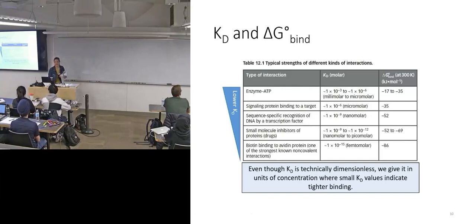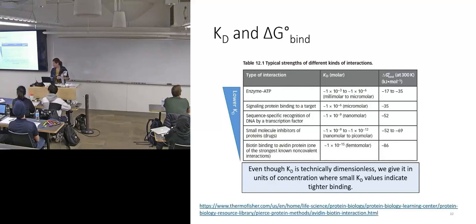So even though Kd is technically dimensionless, we're going to think about it with units of concentration, where small means tighter binding. Oh, there it is. Okay. So here we go. This is a good page that talks about the biotin-avidin relationship and using it for a lot of different applications.